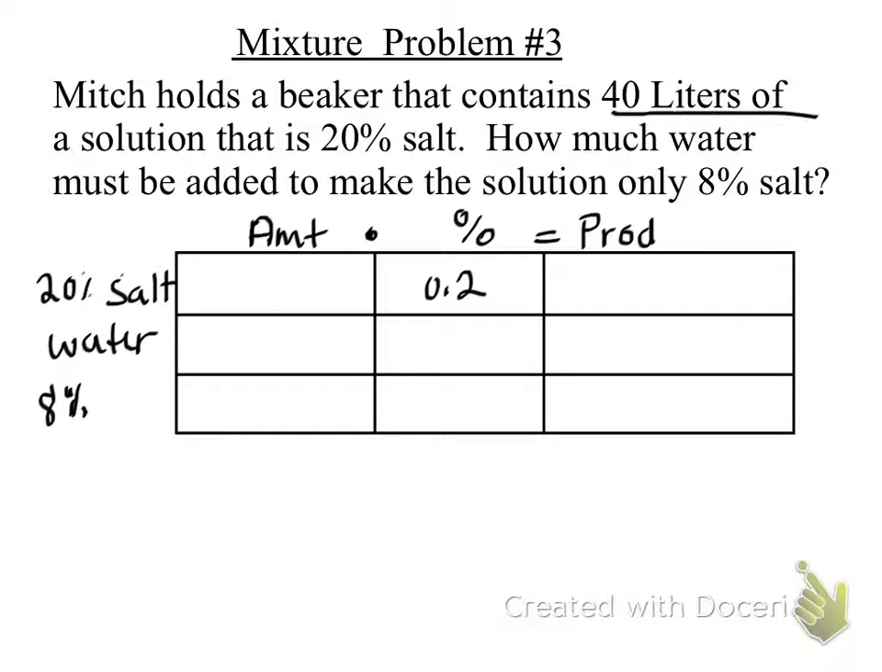Good. And then let's say, where do you think that 40 liters goes? I thought it went in the amount. It does. Where? The last. Which one is that 40 liters? Read it. 40 liters of? 20% salt. So where does it go? In the first. Top, bottom, or middle? Top one. That's a 40. This is going to be a little different.